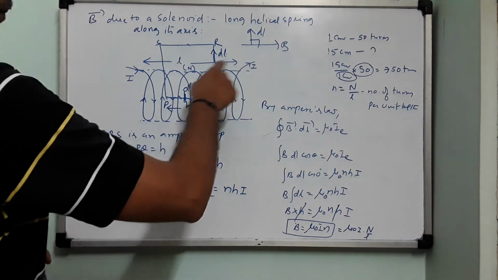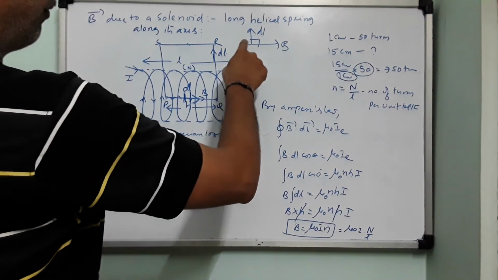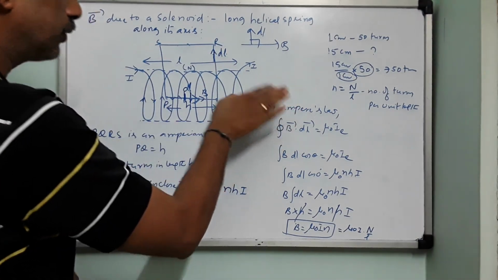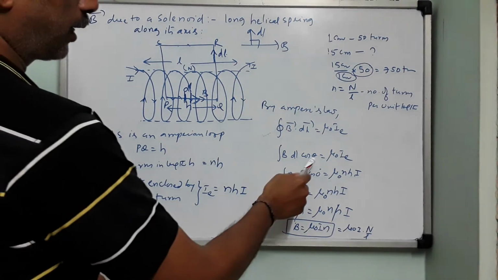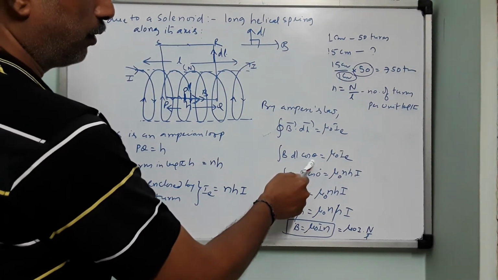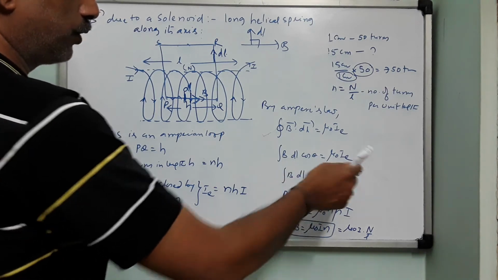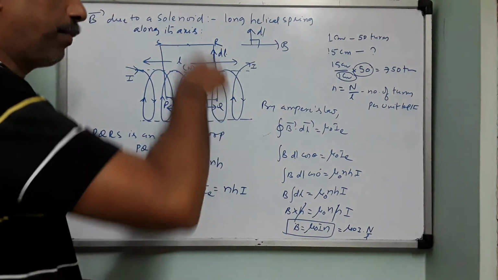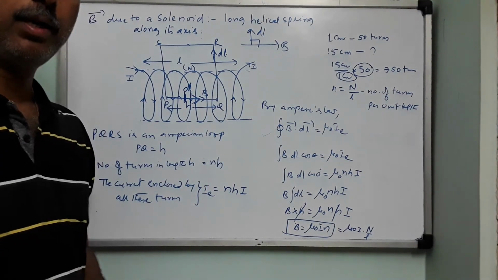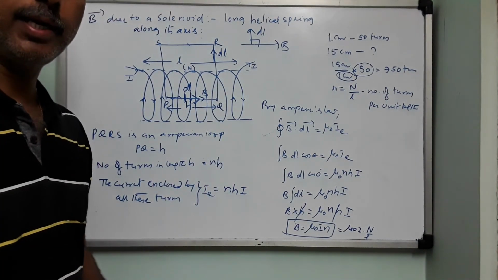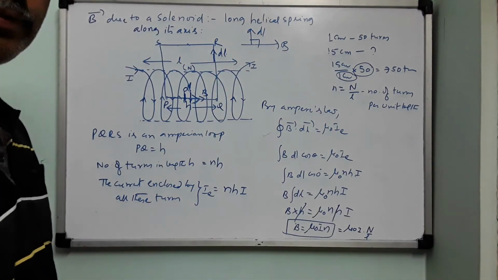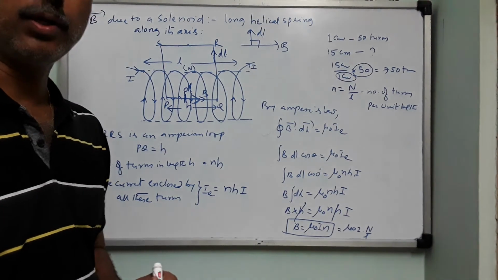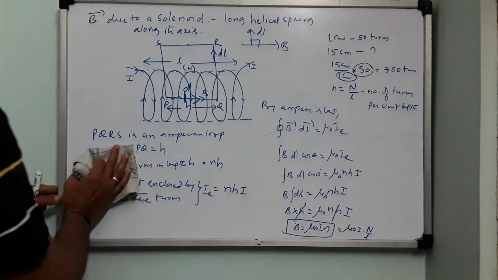In this direction, B and dl will be at right angles. dl is pointing in this direction, whereas B is pointing along the axis. The angle between them is what? 90 degrees. Here cos 90, if you substitute, will become what? 0. So 0 into anything will be 0. Therefore there is no calculation of magnetic field in a direction perpendicular to the axis of the solenoid. I repeat, there is no calculation of magnetic field perpendicular to the axis. So you have the magnetic field only along the axis of the solenoid. Fine? Right.